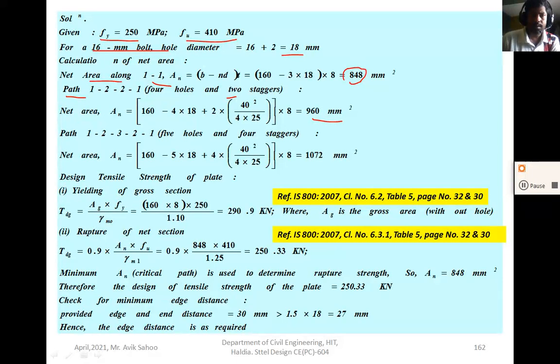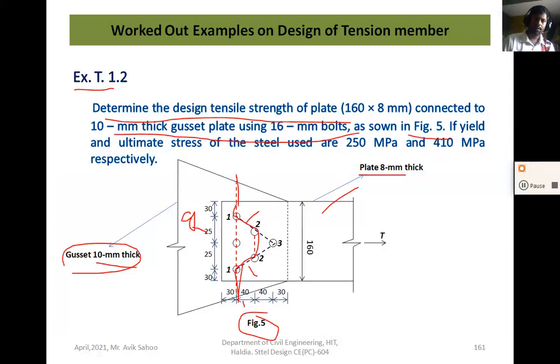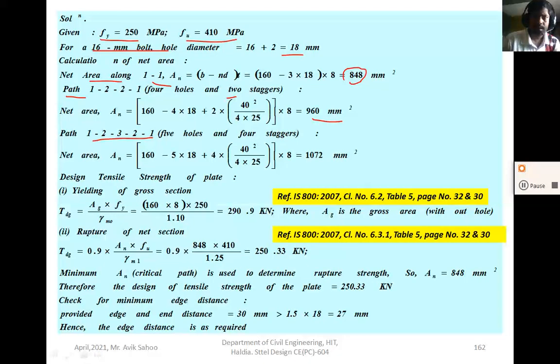Now again another possible failure path 1 2 3 2 1, 5 holes and 4 stagger. So along this line failure may occur. So along this line, the net area you have to calculate. So here 5 holes and 4 stagger. So we get the area 1072 square millimeter.